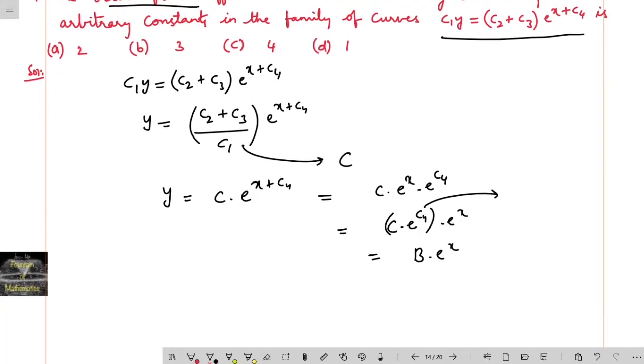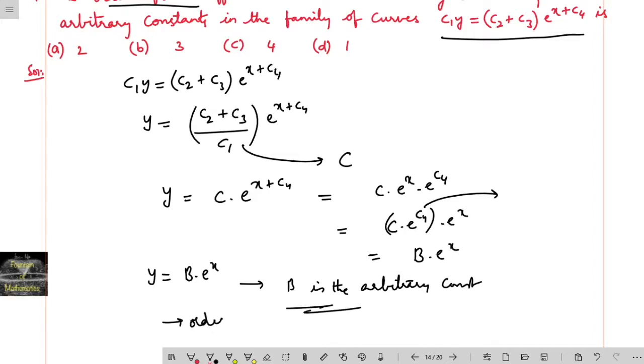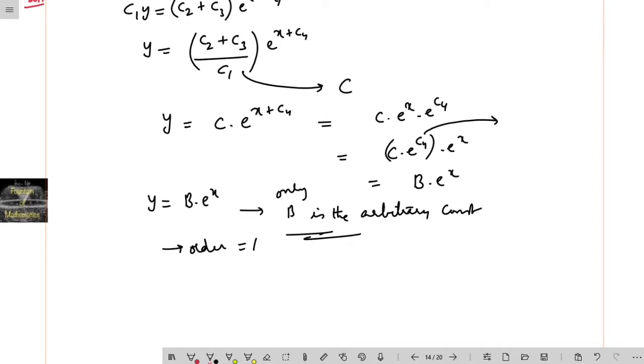So what can we say here in this equation? Y is equal to b into e power x, where b is the arbitrary constant. Where b is the only arbitrary constant, only one arbitrary constant, we can say the order is 1. Order is nothing but the number of arbitrary constants. Here only b is the arbitrary constant, and hence we can say that order is 1. So the fourth option. Okay, next question.